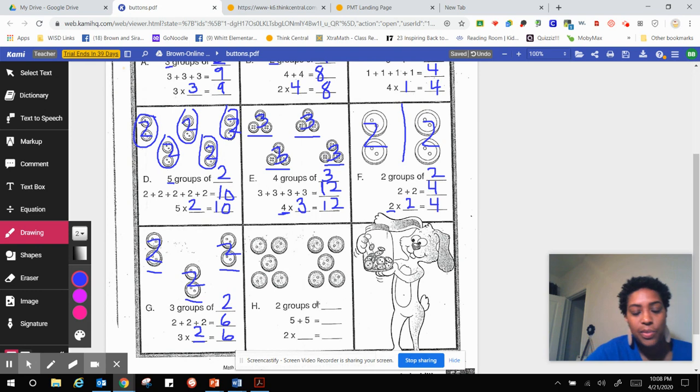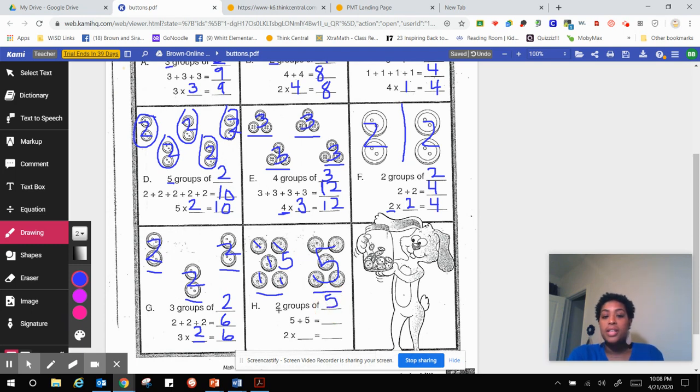All right, last one. Hopefully you're trying it on your own. So here we go. We've got 2 groups of, well, here's group 1 and here's group 2. Well, how many buttons are in each group? Count with me. 1, 2, 3, 4, 5. So there are 5 buttons in this group, and there should be 5 buttons in this group. So that means there are 2 groups of 5.